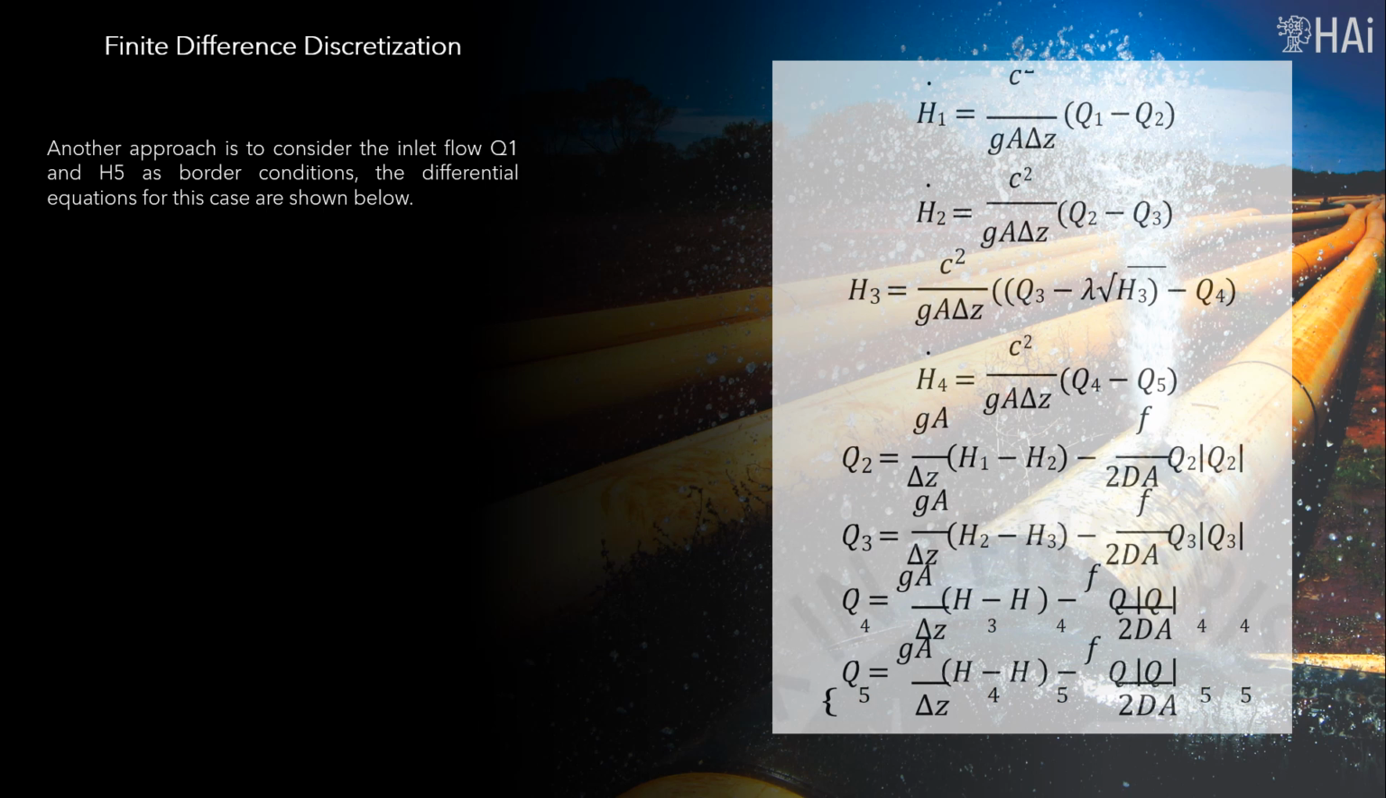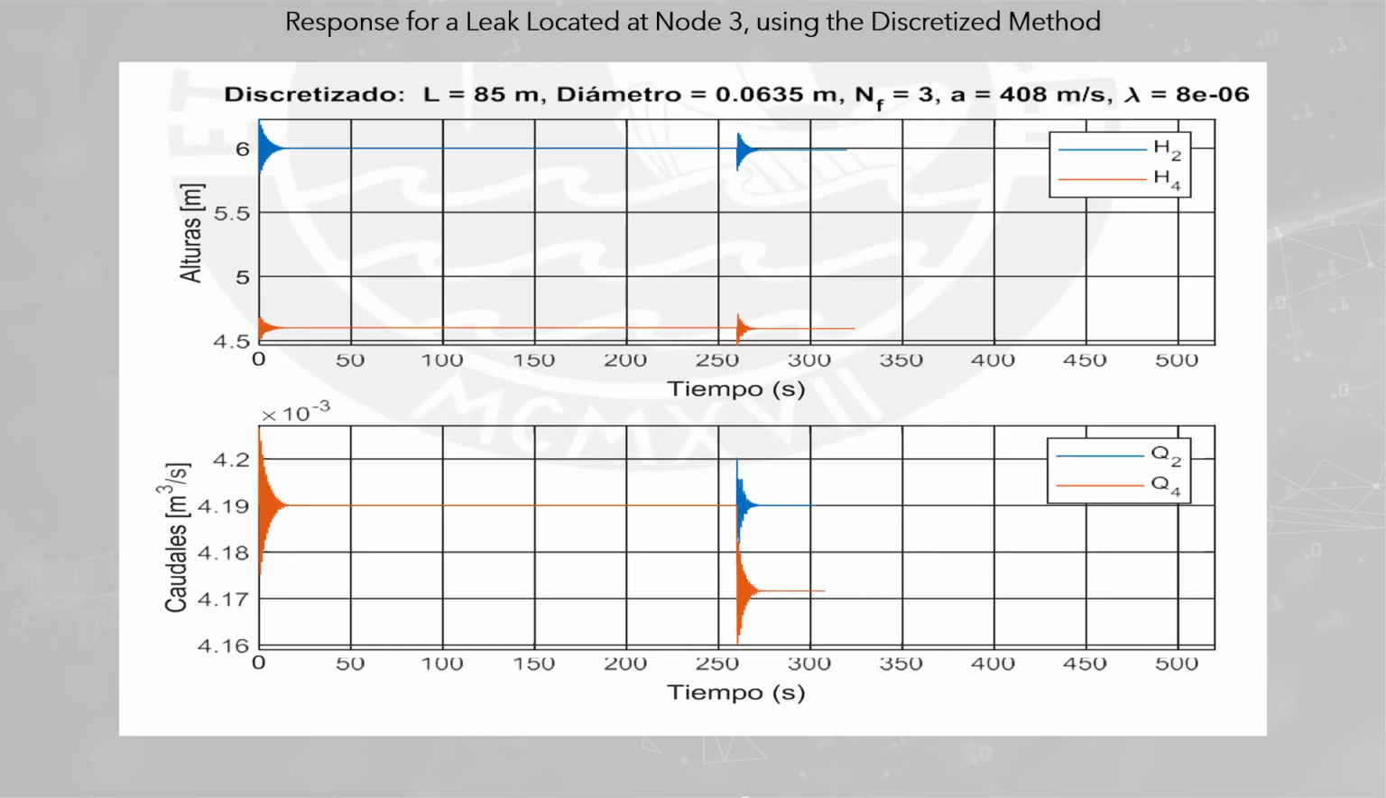Another approach is to consider the inlet flow Q1 and H5 as border conditions. The differential equations for this case are shown below. The main difference in this approach is that the flow rate prior to the leak node remains constant after the transient stage, whereas if the pressure heights at the inlet and outlet are taken as border conditions, the flow rate prior to the leak node increases. According to Bogovich et al., the second approach presents a better approximation of what happens in the real world.